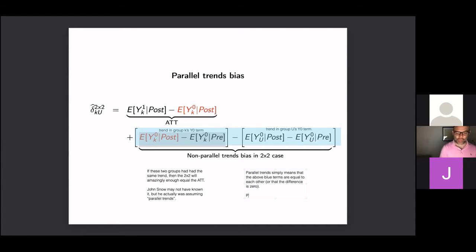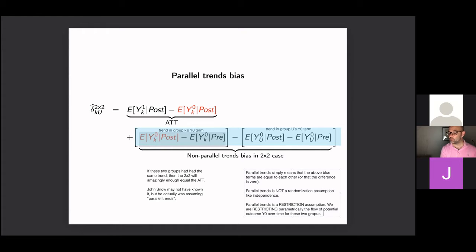Parallel trends is not a randomization assumption like independence, right? It's not a randomization assumption like independence. Parallel trends is a restriction assumption. We are restricting parametrically the flow of potential outcome Y0 over time for these two groups. And it is not testable because we can't observe Y0 group K in the post. And since we can't observe Y0 group K in the post, we can't evaluate whether or not that trend that would have happened is equal to the trend that did happen.